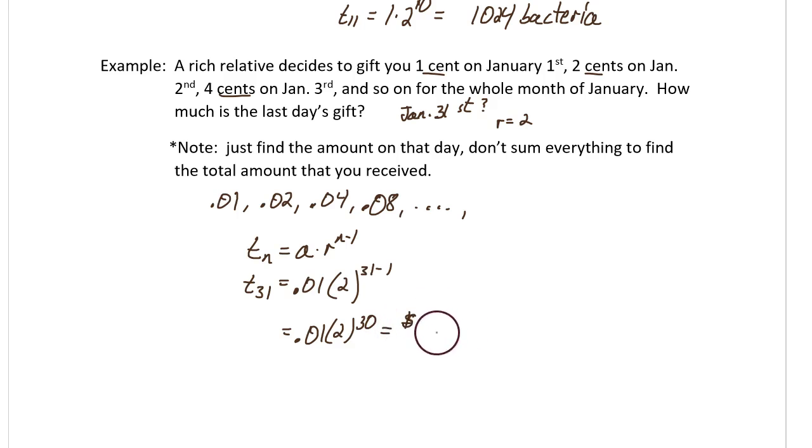The amount of money that is received on the 31st day of January is $10,737,418.24. Just imagine how much this would add up to if this question was about summing up the terms of the sequence.